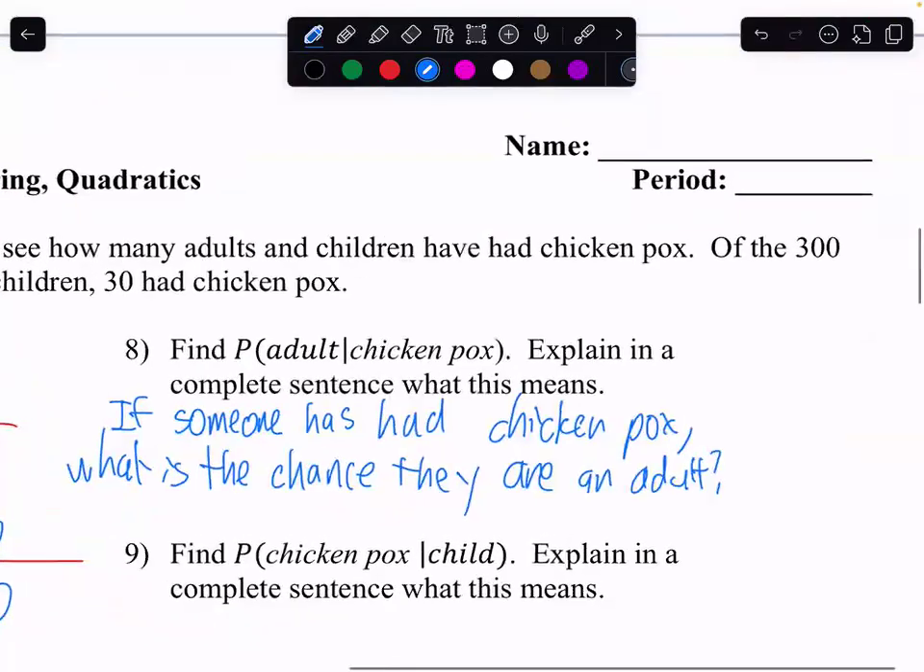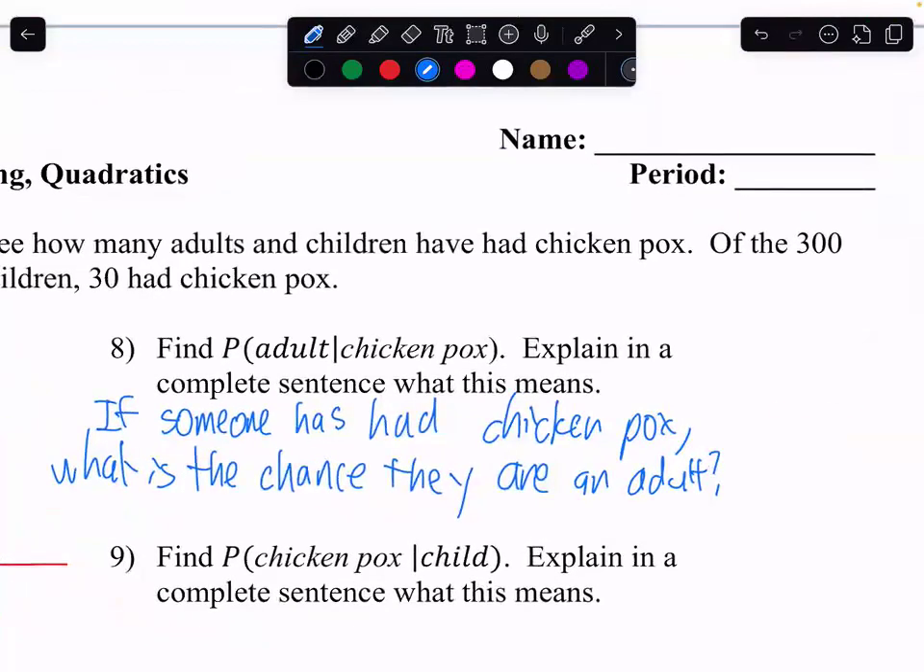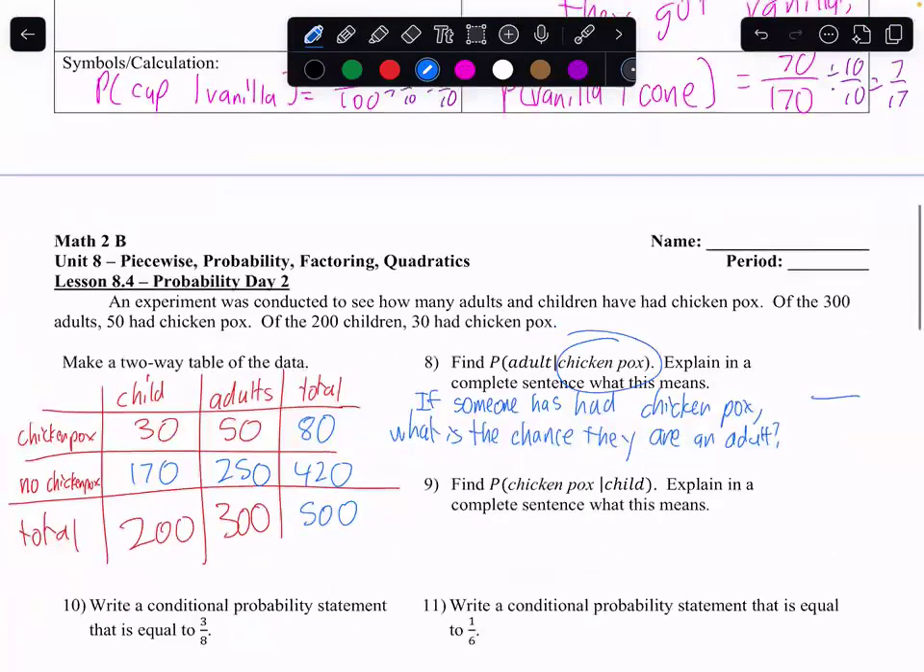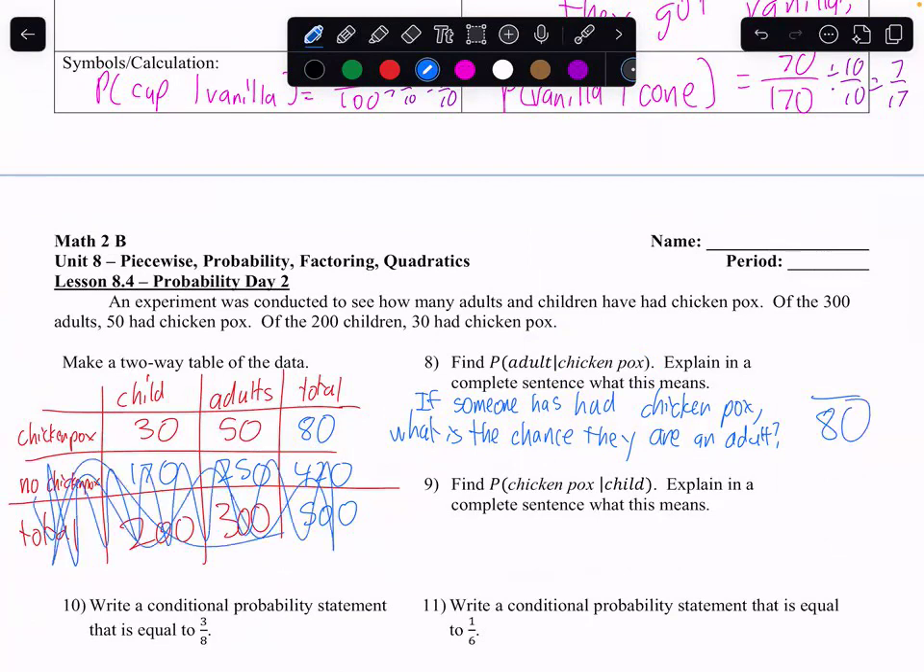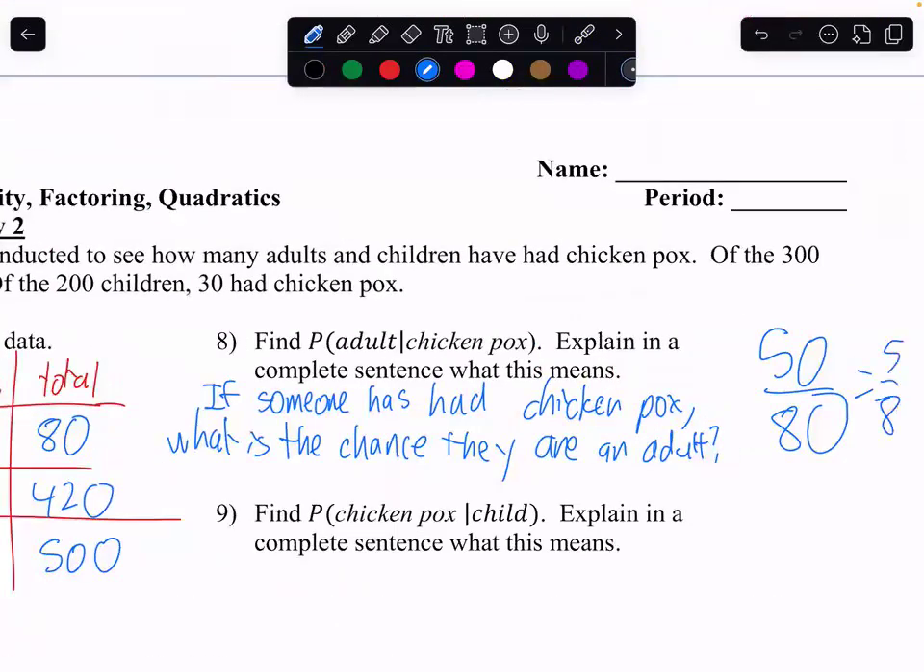Okay, and then the actual numbers. The denominator, you're only talking to someone you know for sure has chickenpox, so 80. So you ignore the rest of the table for now, right? You only focus on the 80 people with chickenpox. Of those 80 people, 50 are adults. Okay, so 50 over 80, which reduces to 5 over 8.